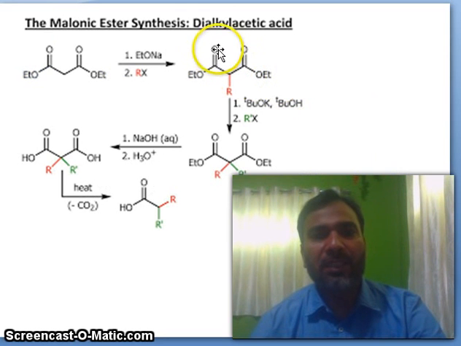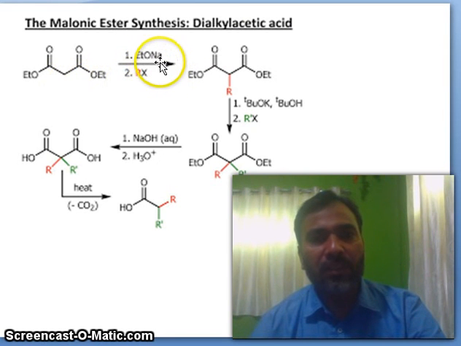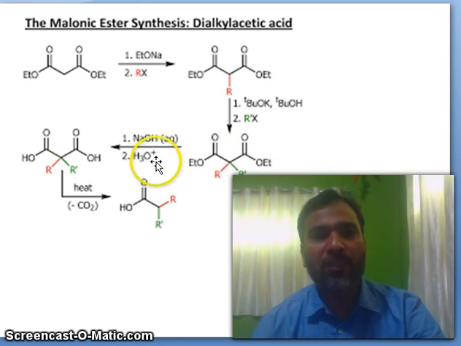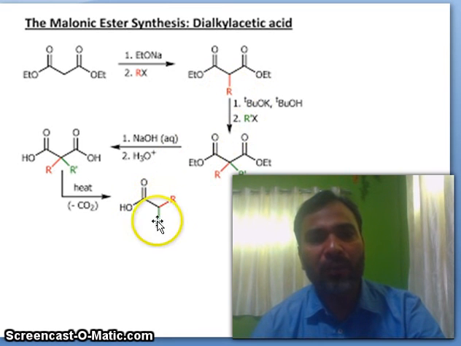Malonic ester synthesis of dialkyl acetic acid. How? You see, this is the malonic ester. First react with sodium ethoxide and RX, and a monoalkylated product will form. Further react with butoxide and RX, and the disubstituted product is formed. On reaction with sodium hydroxide, the ester becomes the acid, and on heating one carbon dioxide is removed, forming this product. Again you can see the COOH group and CH, these both are coming from different centers.